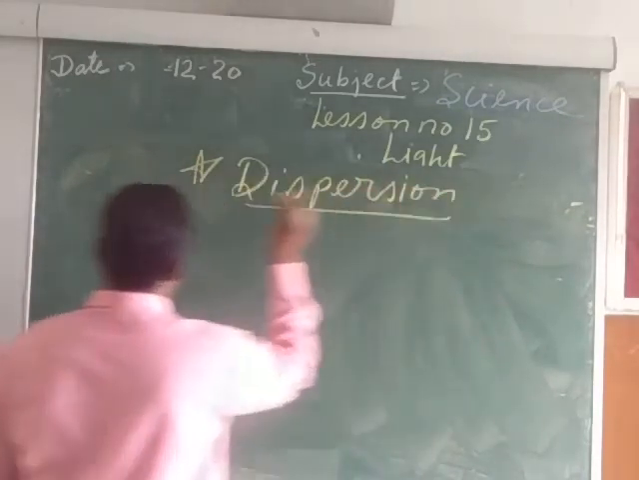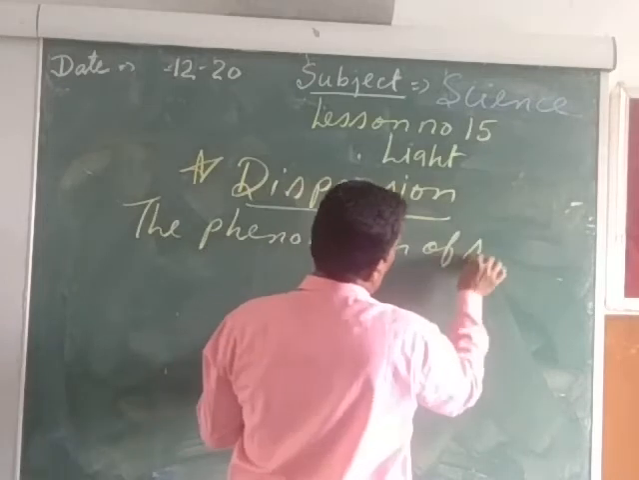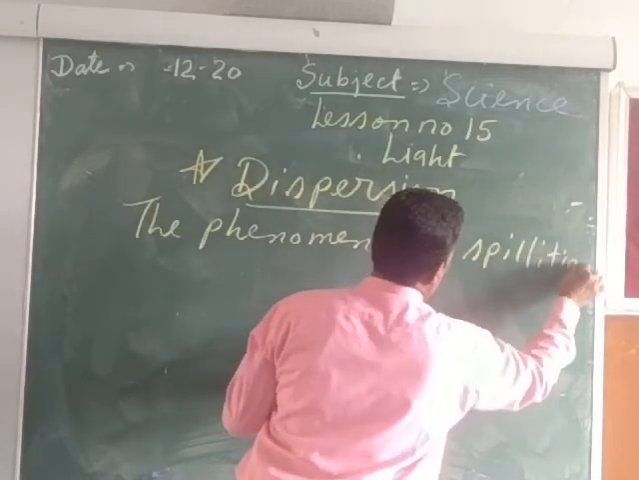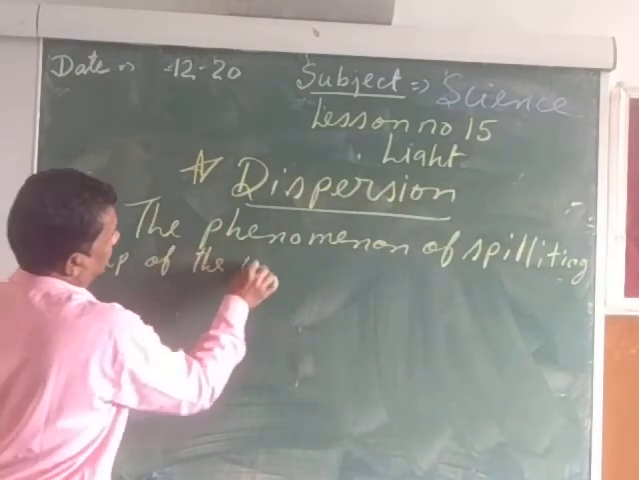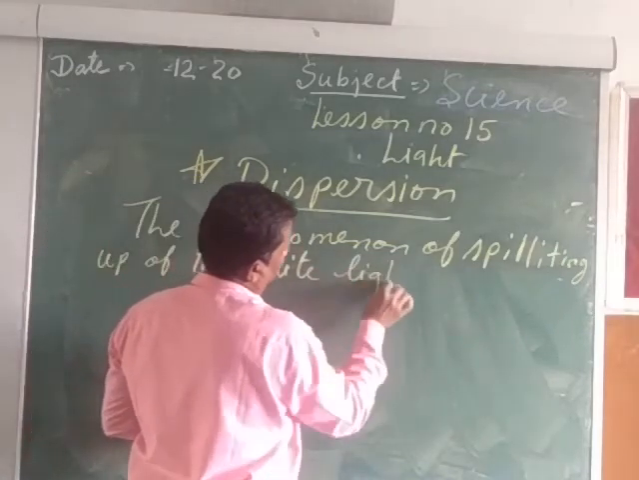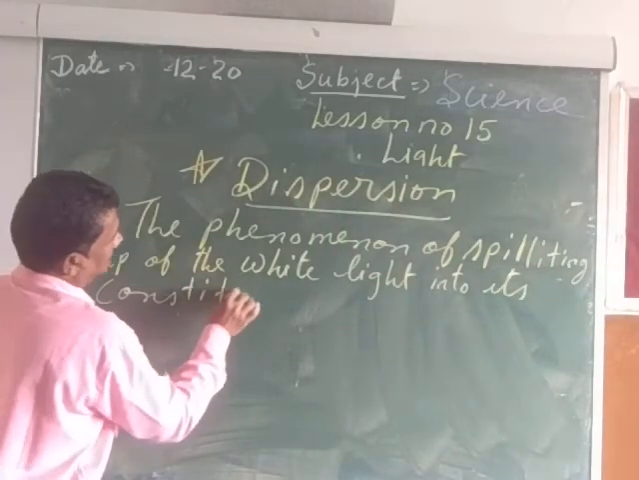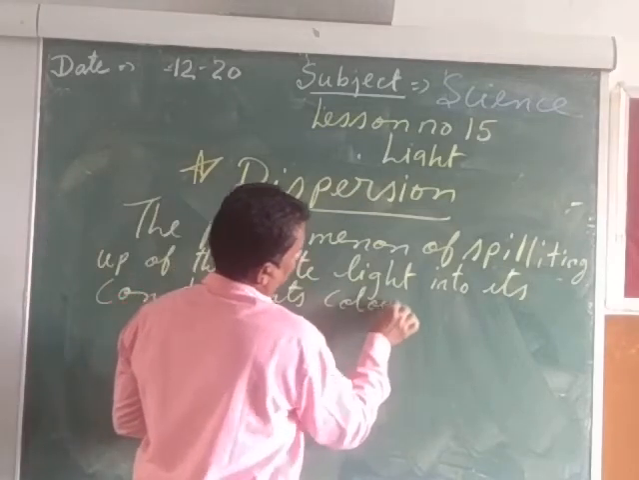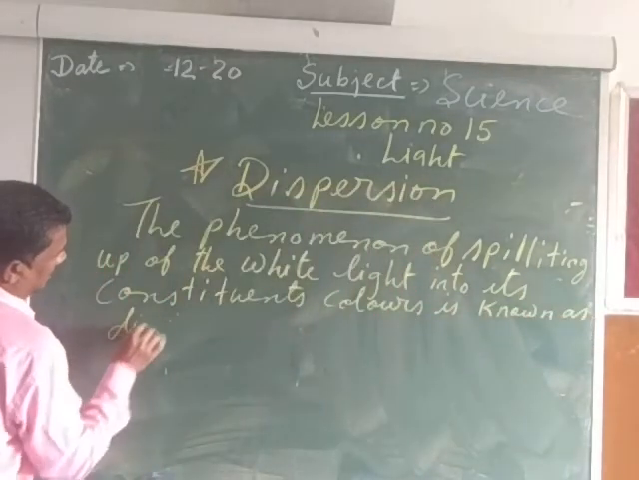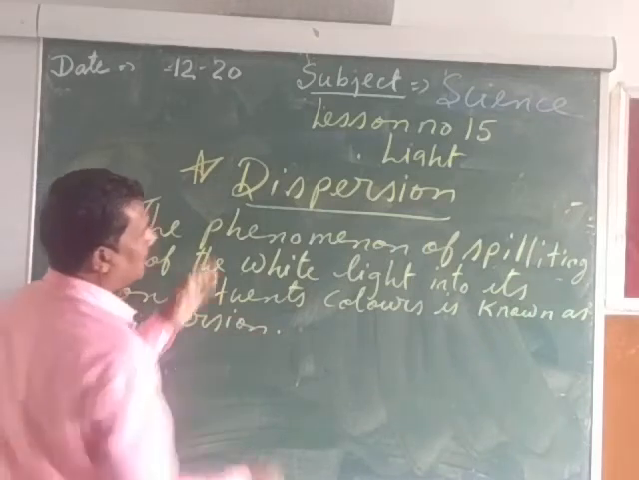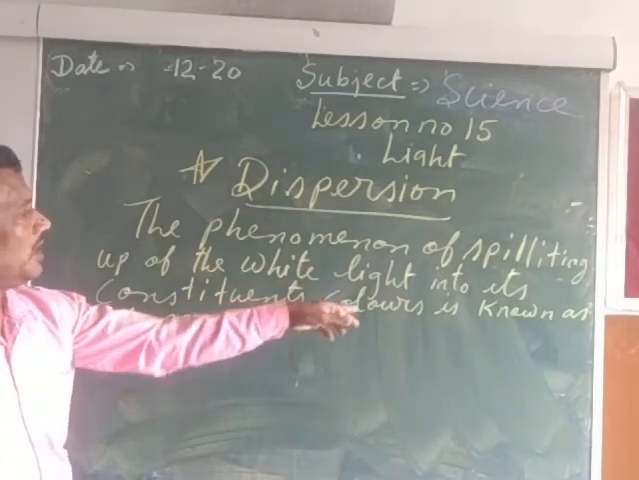Dispersion. What is dispersion? The phenomenon of splitting up of the white light into its constituent colors is known as dispersion. So what is dispersion? The phenomenon of splitting up of the white light into its constituent colors is known as dispersion.